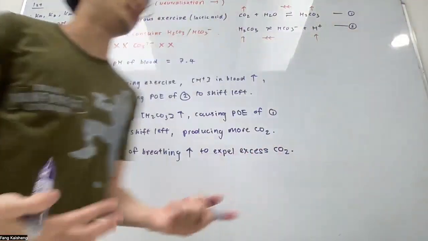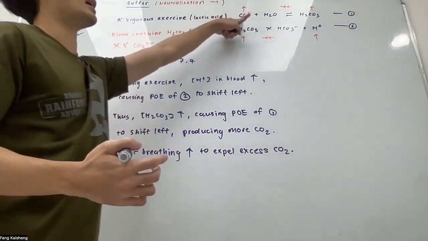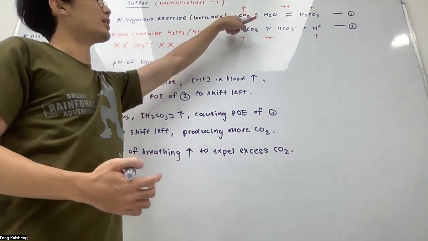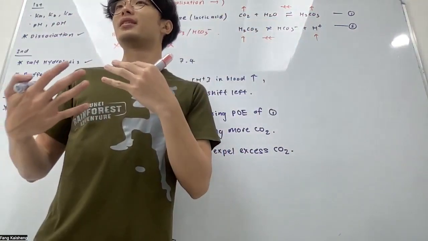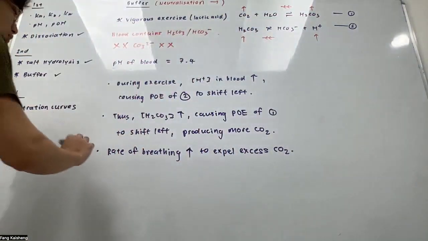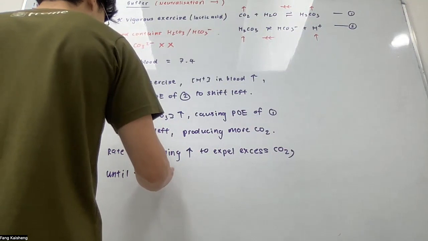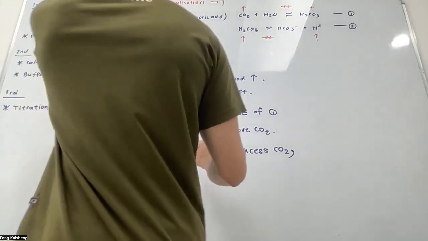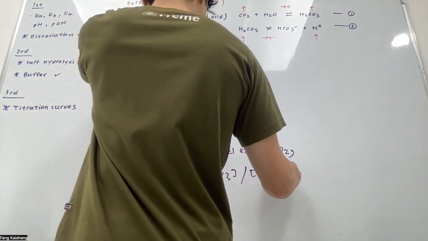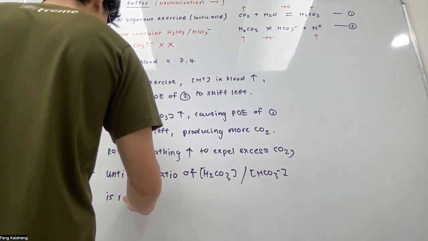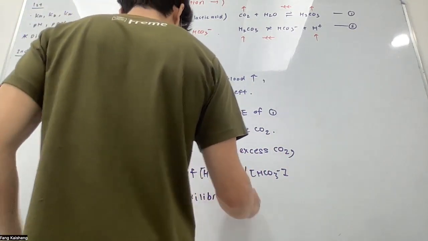But you can't just tell me expel excess carbon dioxide, because now we need to relate it back to the problem. When you expel the excess carbon dioxide, CO2 will drop, right? When CO2 drops, your HCO3 minus also drops, and then it will drop back to a healthy ratio. So you just need to mention that also: expel excess CO2 until the ratio of the two acid-base conjugate pairs, H2CO3 to HCO3 minus, is restored back to equilibrium.